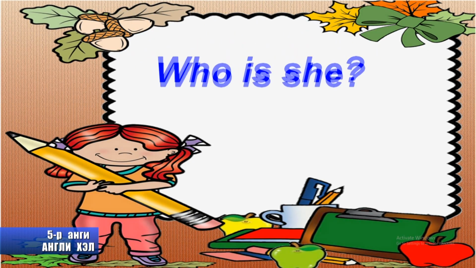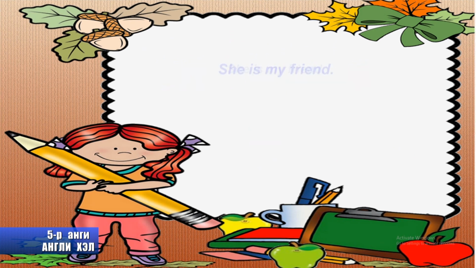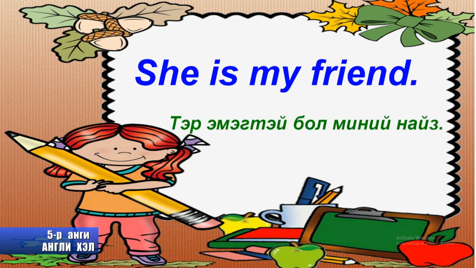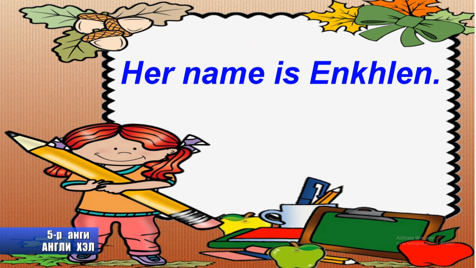Who is she? She's my friend. She's my friend. Who is she? She is my friend. Okay. Her name is Inglen.